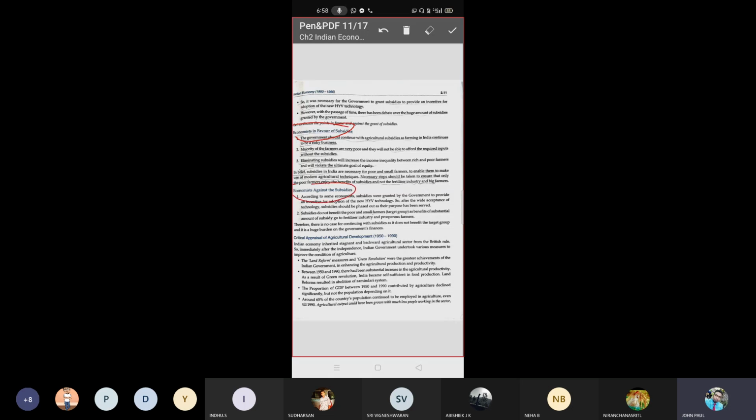Here the topic is subsidies. In favor means they are supporting that the government should give subsidy. Against means they are saying the government was not supposed to give subsidy. We'll discuss the reasons one by one.